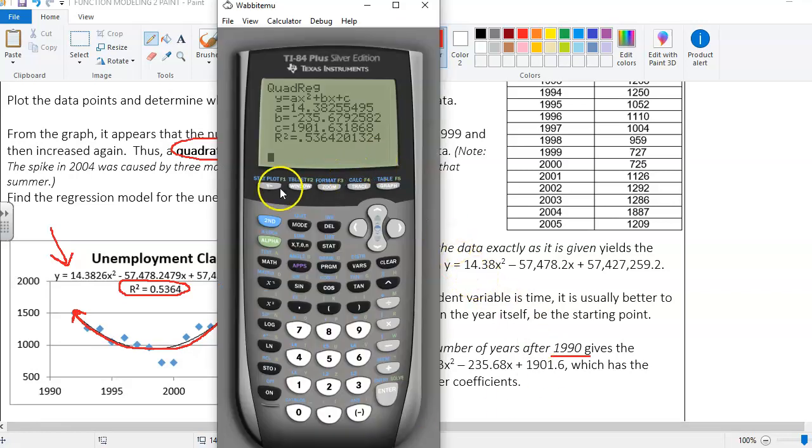Now, there were a lot of requests yesterday to have me show you one more thing before we move on to the next example. People wanted to know, okay, so we have our graph right here. How can I actually graph that without having to type it in? Because we don't want to type in 14.3826 x squared. Like, that's going to be a pain.